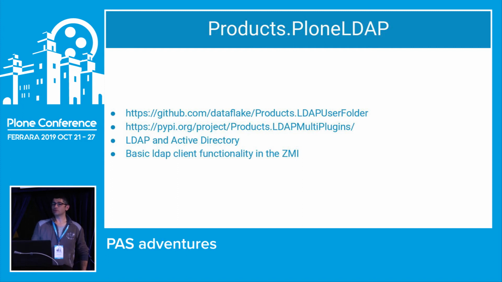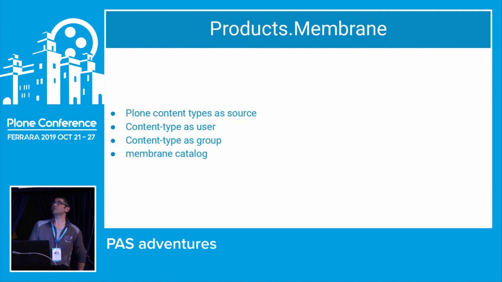Those ones, of course, are useful to authenticate and to get the user properties from an Active Directory. And of course, it works also for OpenLDAP, basically anything that implements the LDAP protocol. It is also nice that this product ships with a basic LDAP client functionality in the ZMI. So even if you don't have an LDAP client ready, or you're not really keen to work with the CLI of LDAP, you can extract information from LDAP pretty quickly.